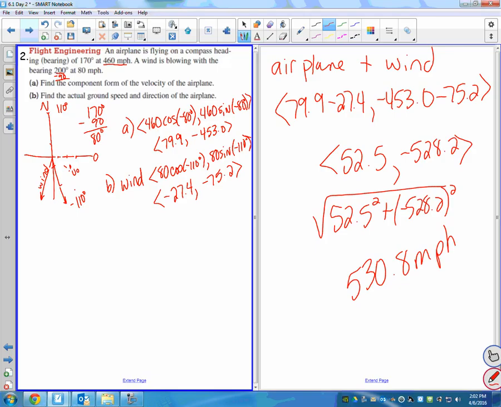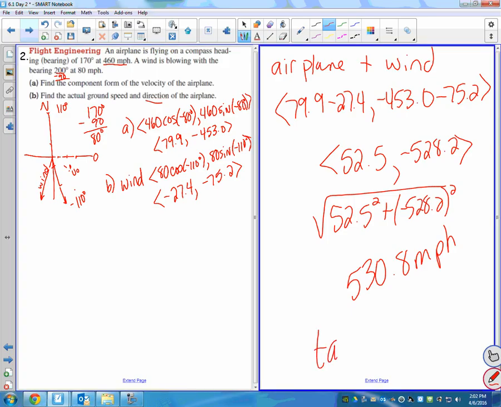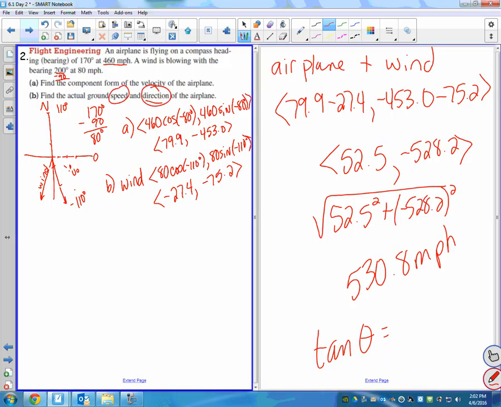The other thing is the direction. And just like you found the direction yesterday, you could do sine, cosine, or tangent. I always do tangent. We're still not done. That's just the speed. We also have to find the direction.